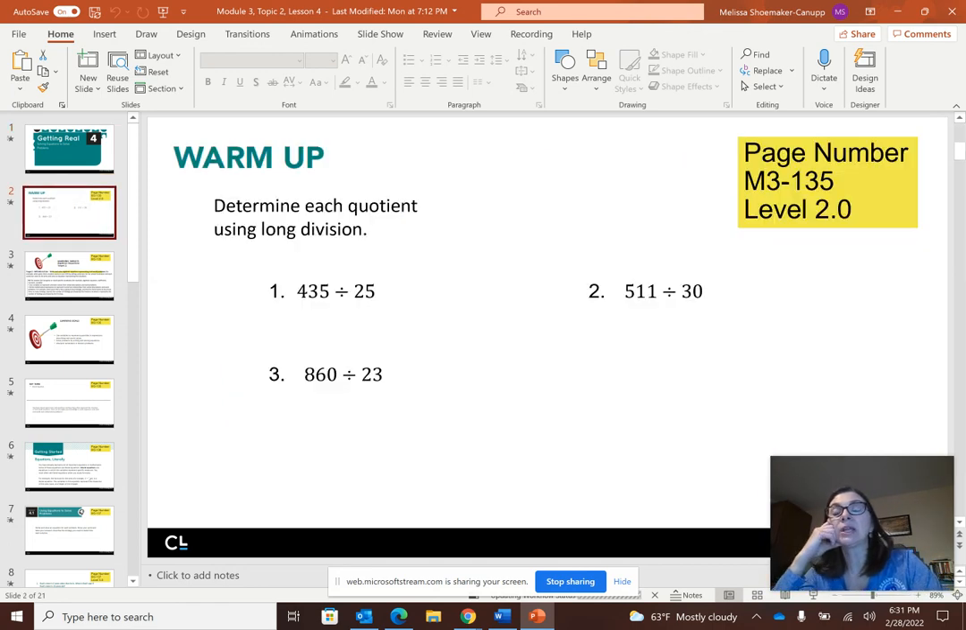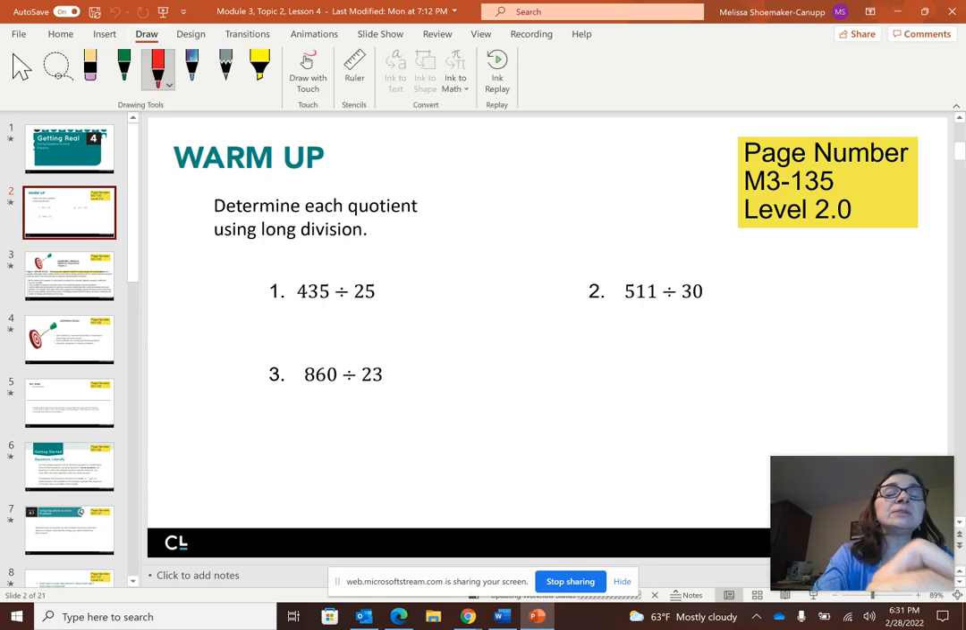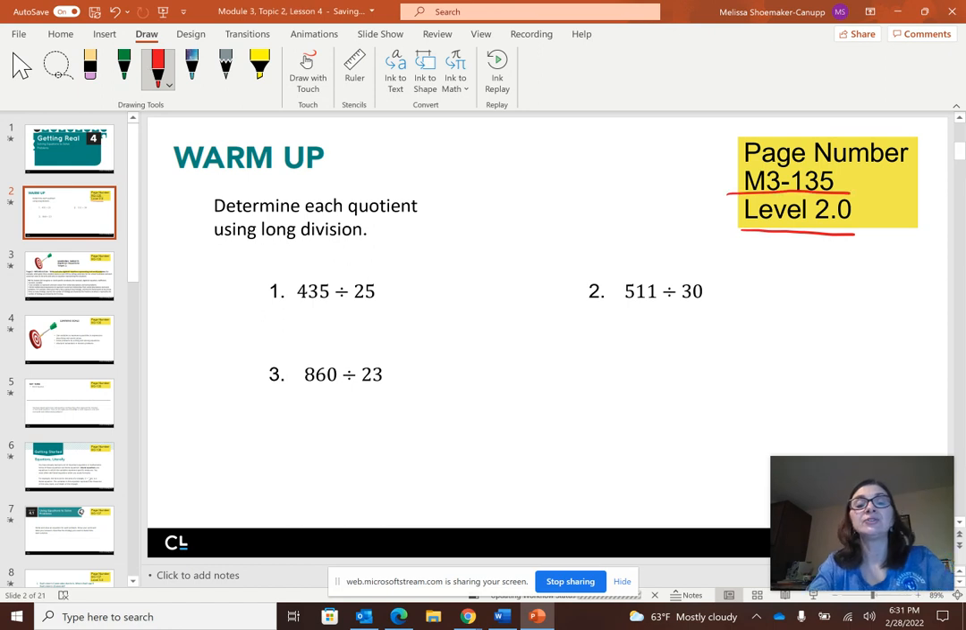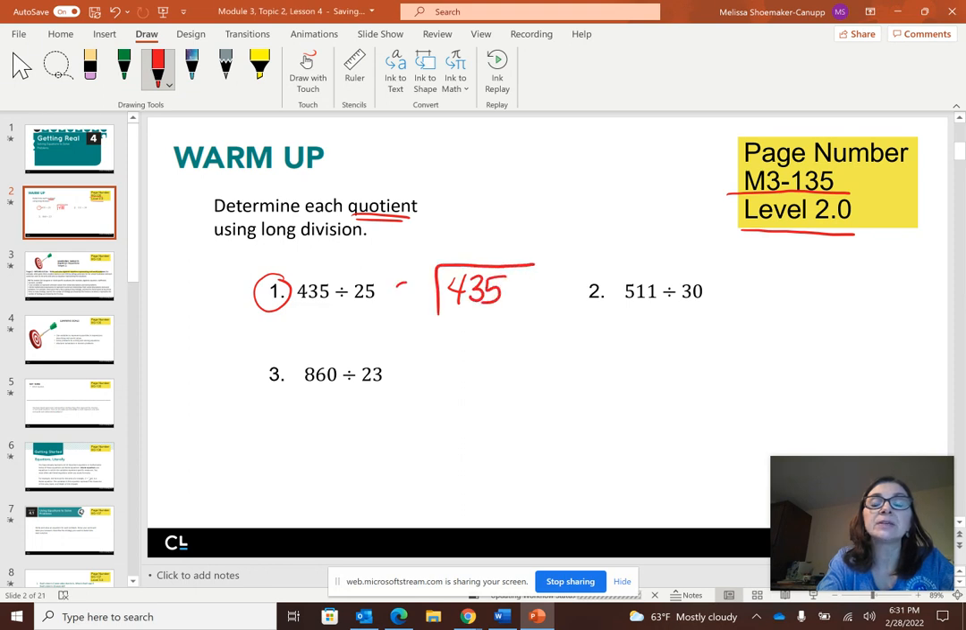Okay, so we're going to get started on page M3 135. This is also one of my small groups, if you have me for intervention. We are looking for the quotient by dividing. This is a skill that we can always work on. Remember, the first number goes inside the house, the second number goes on the outside of the house.